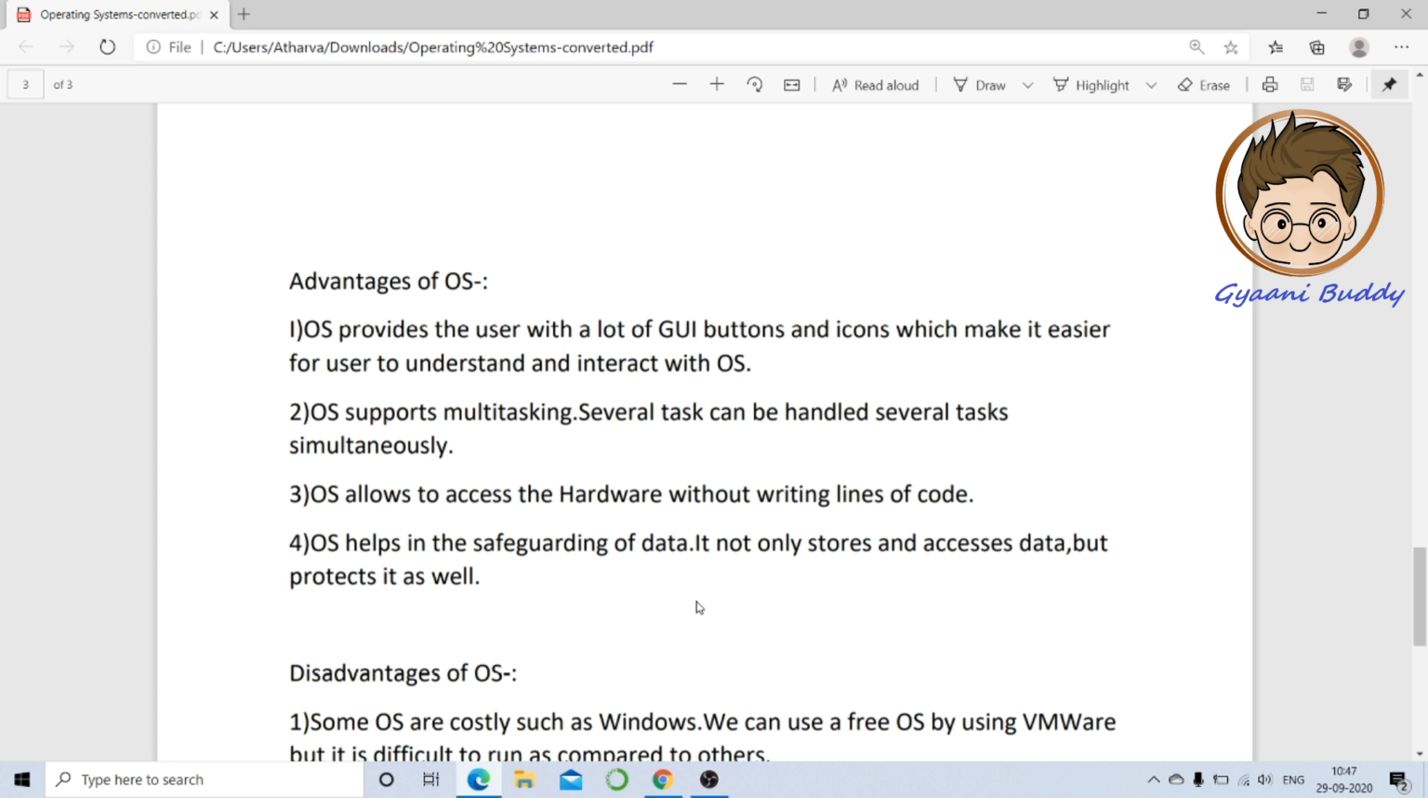Third, OS allows to access the hardware without writing lines of code. Now, in earlier days when there was no OS, the user had to manually write thousands and thousands of lines of code to access these hardware devices. Fourth, OS helps in the safeguarding of data. It not only stores and accesses the data, but protects it as well. Now, best example of this is in case of Windows operating system. We have a software which is the Windows Defender. Now, this Windows Defender detects the malicious or the harmful files which are present in our system and it eliminates them.